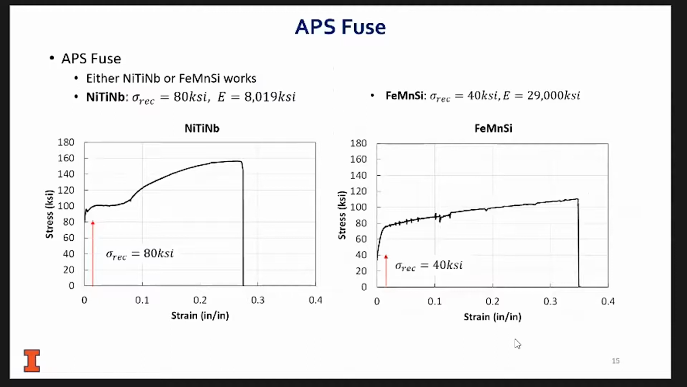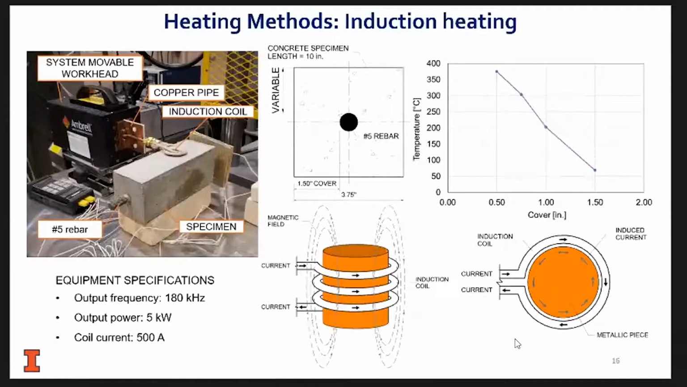Now, when we look at both materials, the one we tested in phase 1 of the project versus phase 2, the more expensive one on the left gives us a higher pre-stress, 80 KSI, but low modulus, 8,000 KSI. The one on the right has lower pre-stress, 40 KSI, but higher modulus, almost like steel, 29,000 KSI, which is a good thing. So again, each one of them has its own pros and cons.